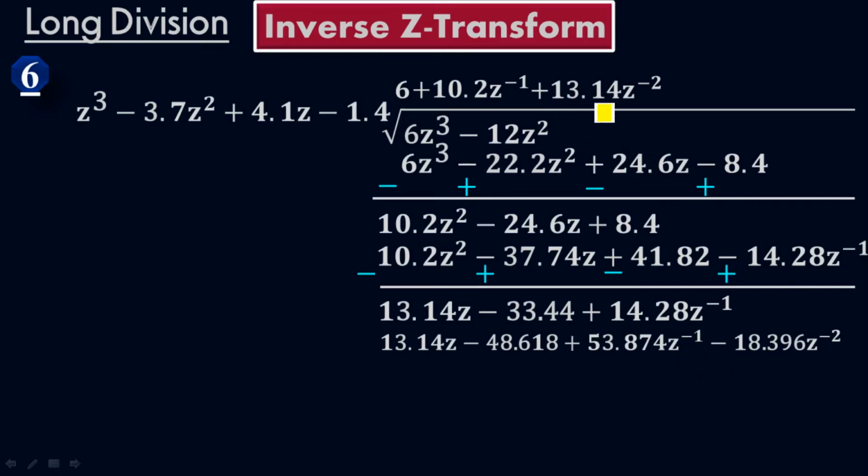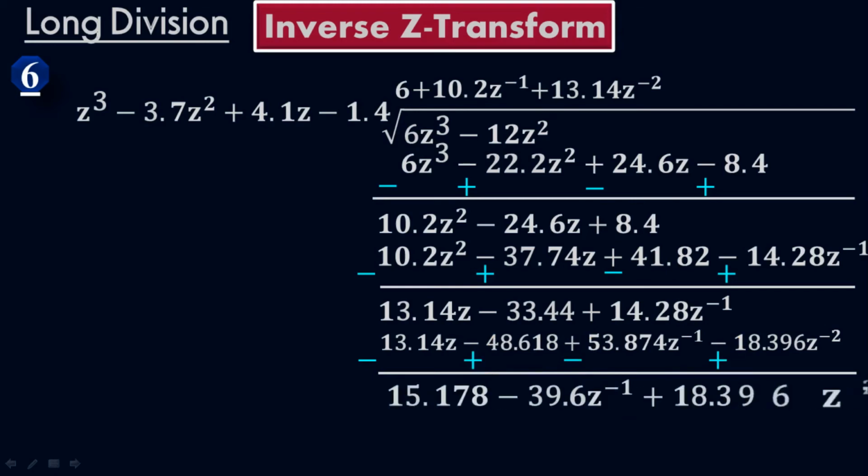Also here, 13.14 into z to the negative 2 times negative 1.4 equals negative 18.396 times z to the negative 2. Just take the product of this term with this, and you will get negative 18.396 times z to the negative 2. Now apply the opposite signs. Look, from positive it becomes negative, from negative it becomes positive, from positive it becomes negative, from negative it becomes positive.